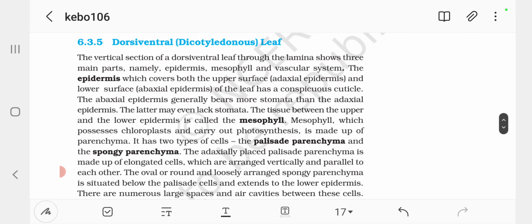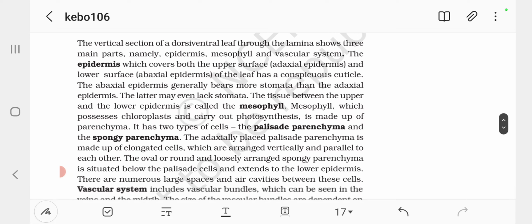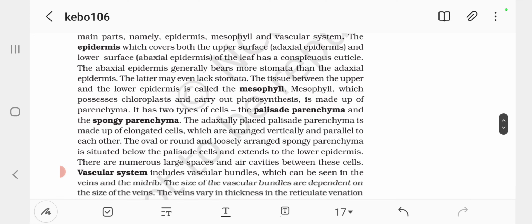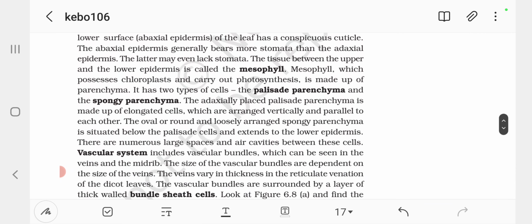6.3.5 Dorsiventral leaf. The vertical section of a dorsiventral leaf through the lamina shows three main parts, namely epidermis, mesophyll, and vascular system. The epidermis, which covers both the upper surface, adaxial epidermis, and lower surface, abaxial epidermis, of the leaf, has conspicuous cuticle. The abaxial epidermis generally bears more stomata than the adaxial epidermis. The latter may even lack stomata.